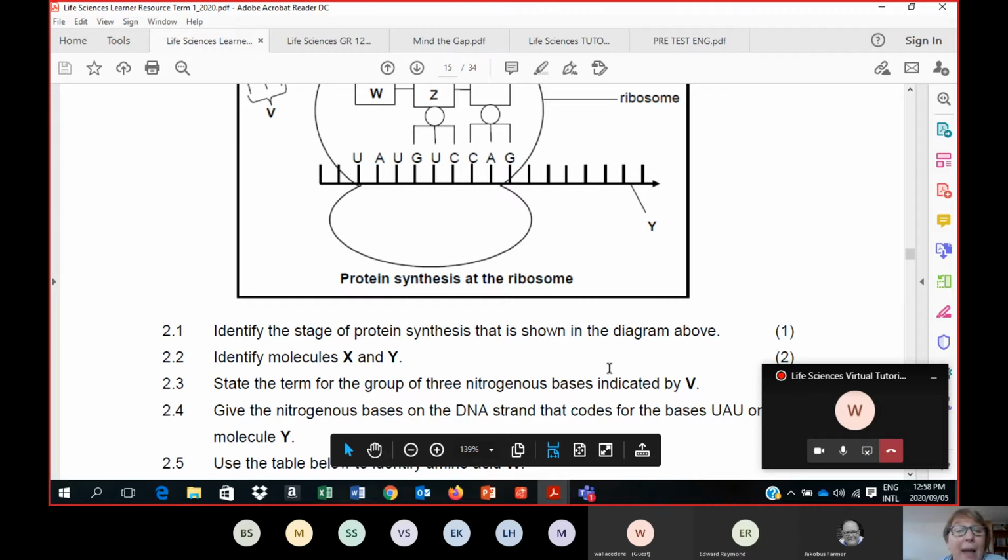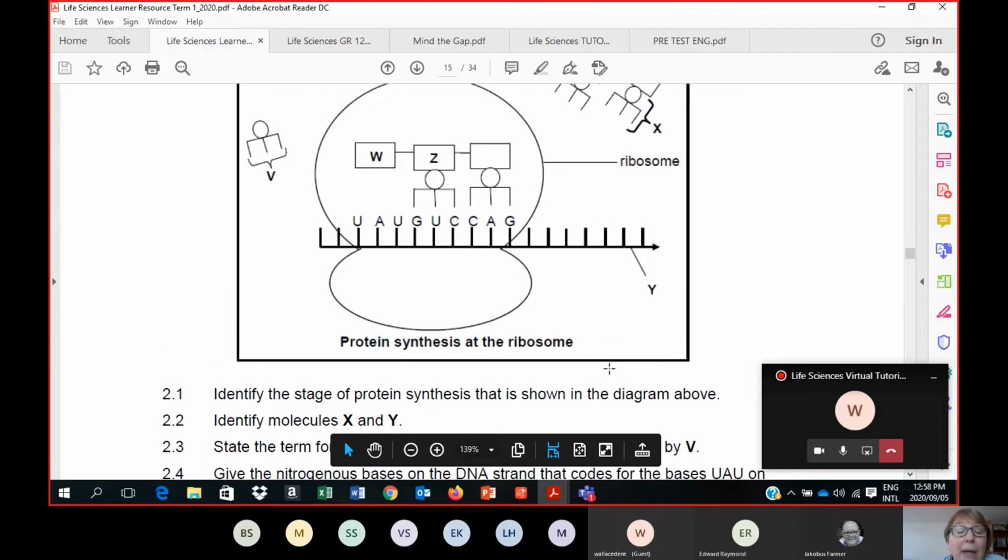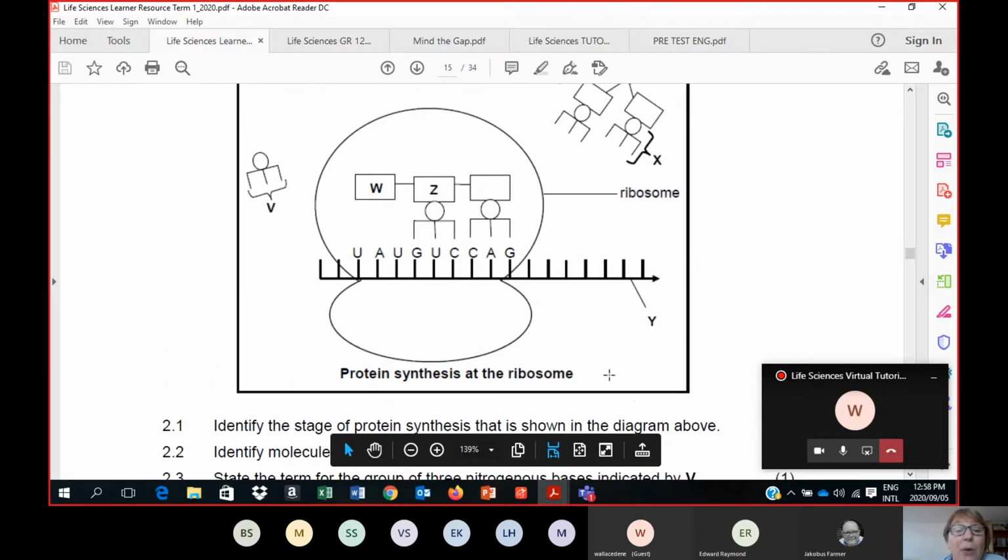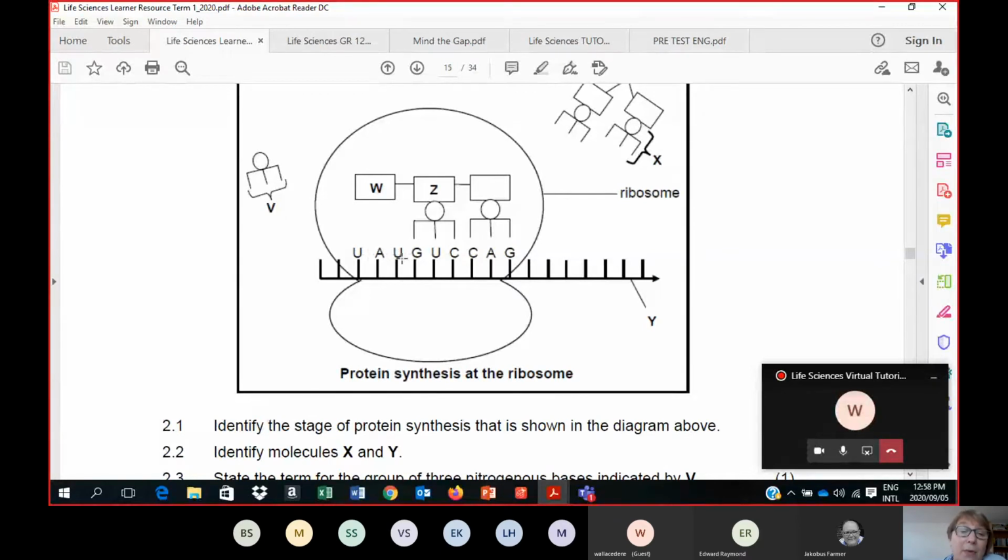on molecule Y. So let's find molecule Y. So here we've got UAU. But now remember, you are going to be working backwards, right? Firstly, remember that RNA has got uracil instead of thymine, right? And this UAU, this codon was built up opposite a base triplet on the DNA molecule.